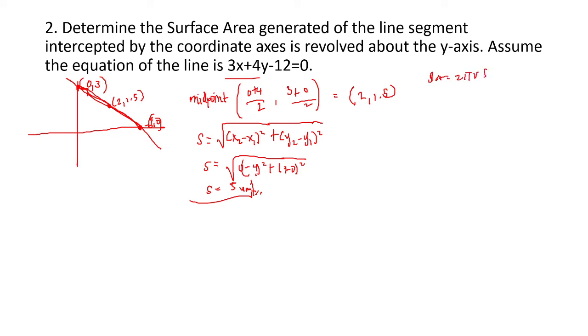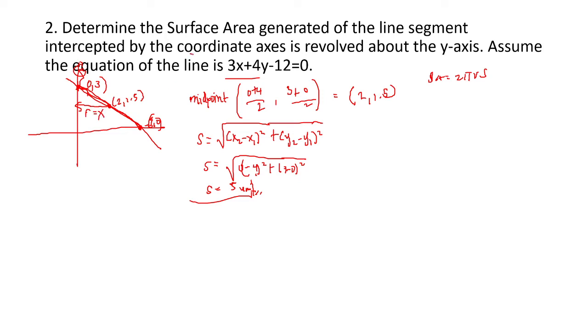So that's the length. Okay, now we have the midpoint, we have the s, so surface area is equal to 2 pi r s. The only problem here is we do not have the r yet. So again, we will revolve about the y-axis. So r is the distance from the centroid to the axis of rotation. Again, it's just equivalent to x.